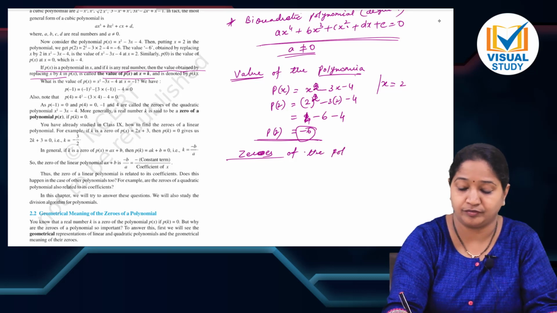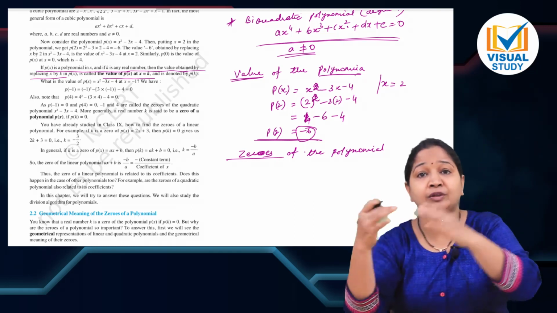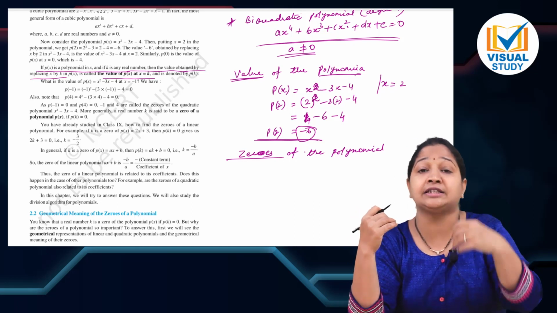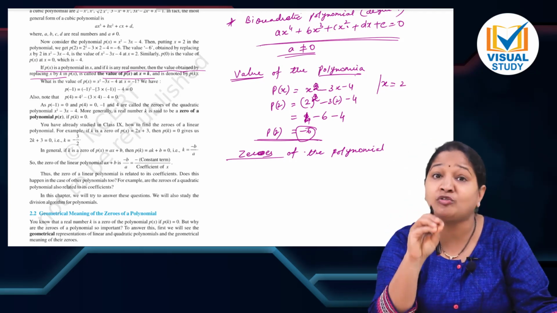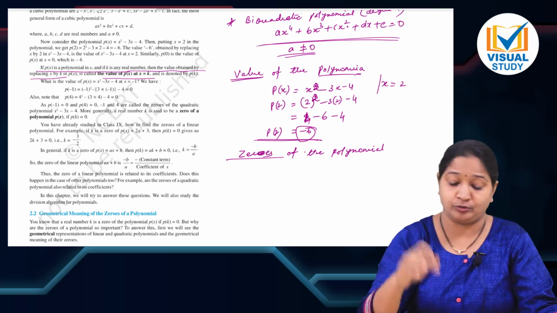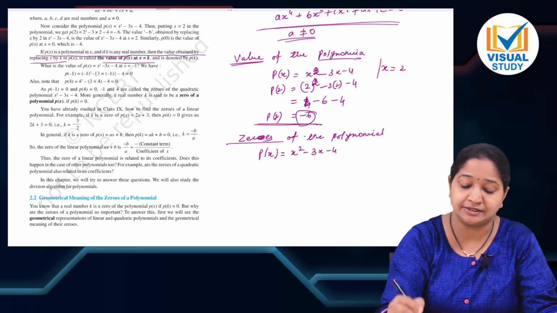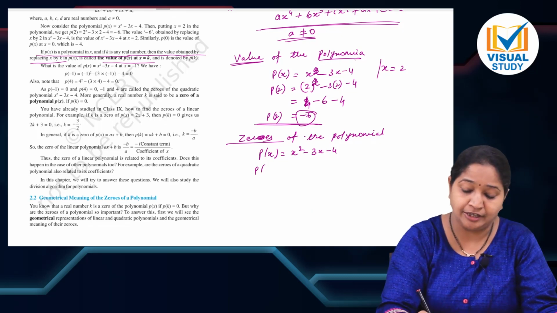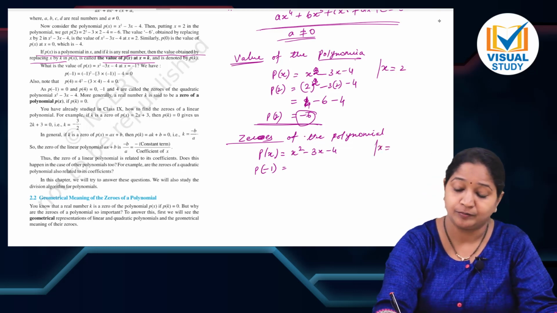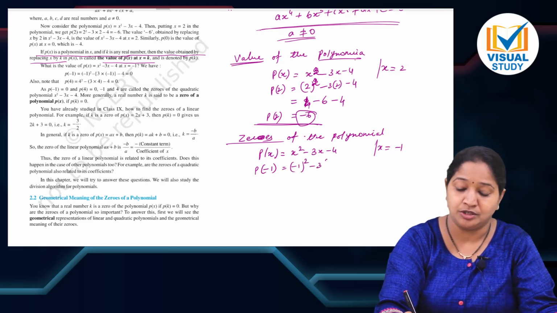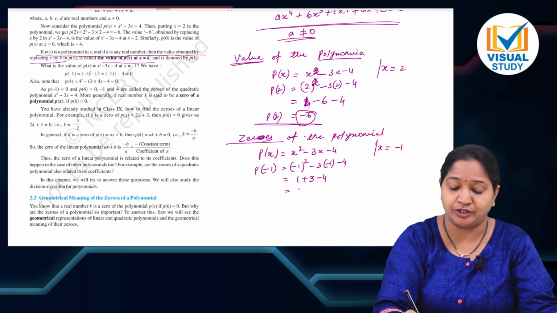A zero of the polynomial: when you substitute something for x and the value you get is 0, then the number you have substituted is known as the zero of the polynomial. Suppose we take the same question, x square minus 3x minus 4, and you put x equal to minus 1. Now what you get is 1 plus 3 minus 4, and you get 0.